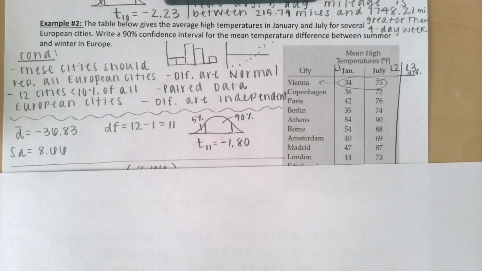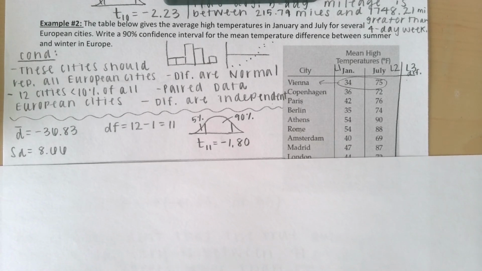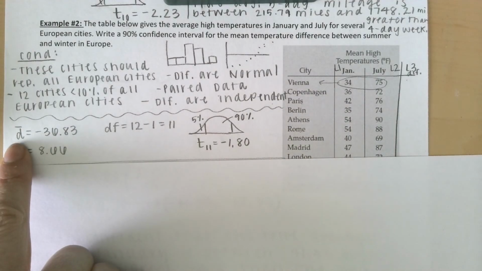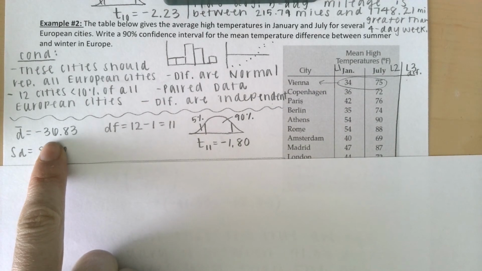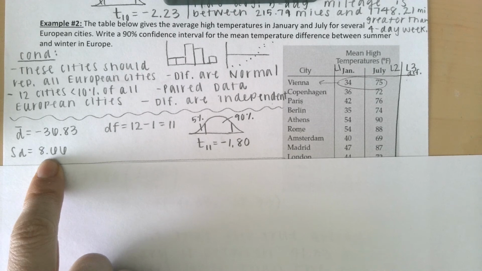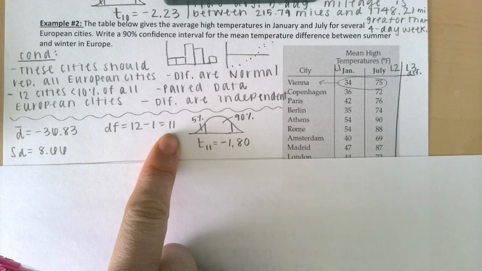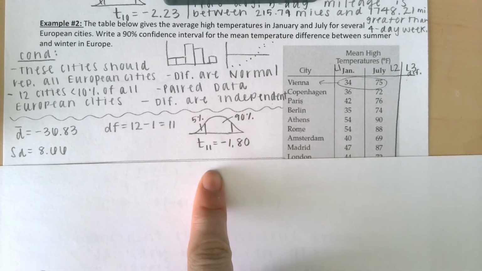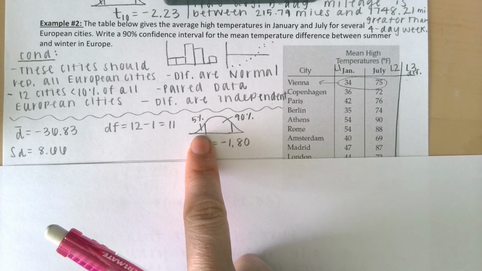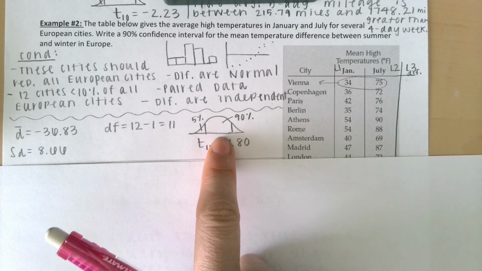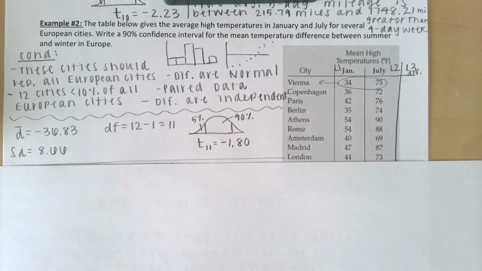Okay, the next thing I did was use my calculator to find some of these statistics. So I found the average difference is negative 36.83, standard deviation 8.66. Degrees of freedom is just one less than the sample size, so 12 minus 1 gives me 11. And then I did a little inverse t here with 5% on my tail since I have 90% confidence, giving me a t-score of negative 1.8.